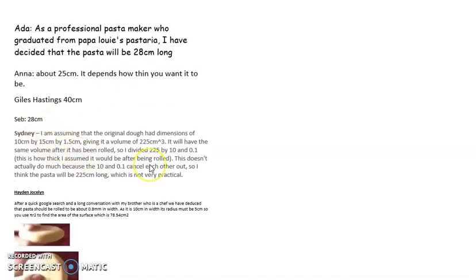Now, Sydney's answer here was one of the ones that I was describing above. This is a very, very good answer. You can see she's talking about finding the initial volume, which she's got there is 225, and then essentially doing what Ben's done above, actually, which is to notice that it's going from a width of 1.5 to 0.1. Now, that's the problem with this answer. It's slightly off in the initial dimensions that were chosen.